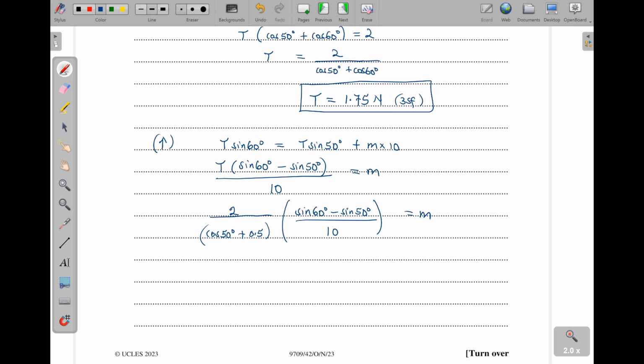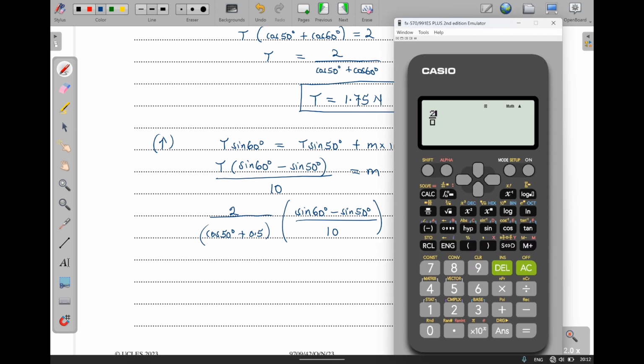So putting everything in the calculator here, what do we get? 2 into sine of 60, then minus sine of 50.